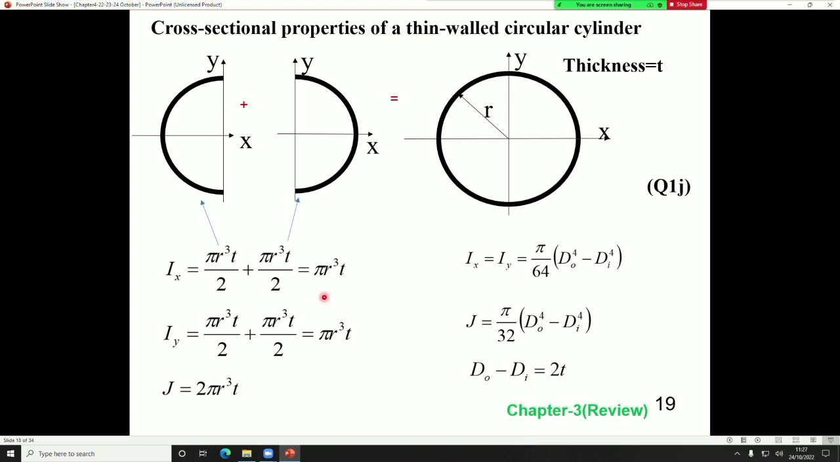I also showed you that we can divide this to two sections, and based on the thin walled theory, we can say the polar second moment of area is 2 pi r cubed t.